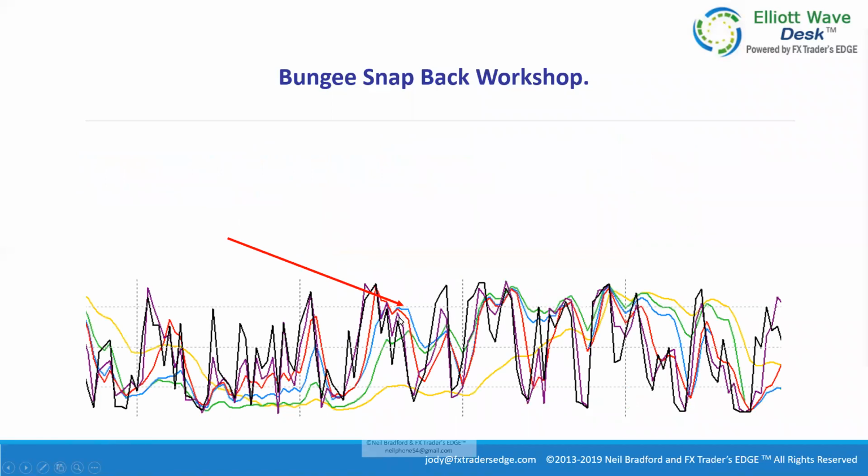Here's another one. This is slightly different. And this one is the reason why some of the FX Traders Edge members wanted the workshop, just to get it clear in their heads what a failed snapback is. Now here, we have a stretch away of the black, red and blue away from the yellow. We also have a stretch away of the green, and the green has crossed halfway.